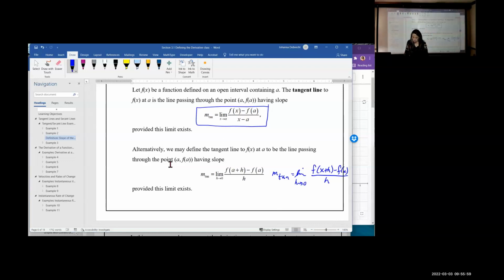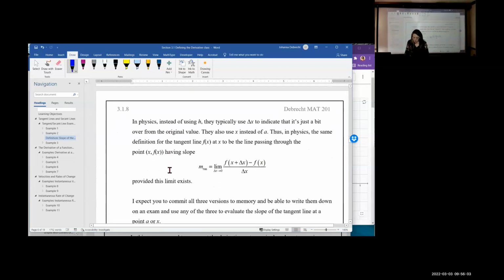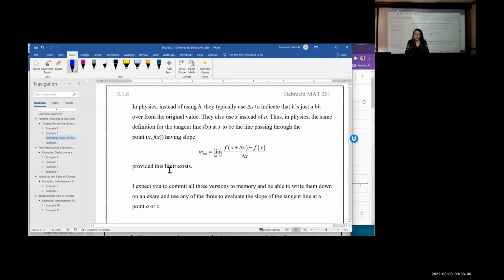There is one more major form, and I will ask you for these. And that would be this one. This is the one that's used typically in physics. Instead of h, they use a delta x instead of h, because that's really what it represents. H is a change, a small change in the x value. So I will expect you to be able to write one of these down. And again, you can write this one in the A form as well.